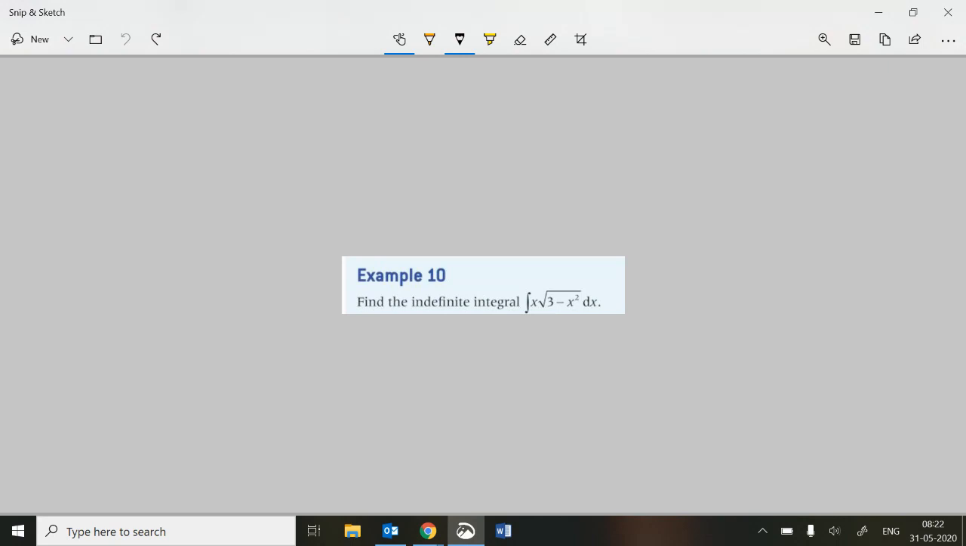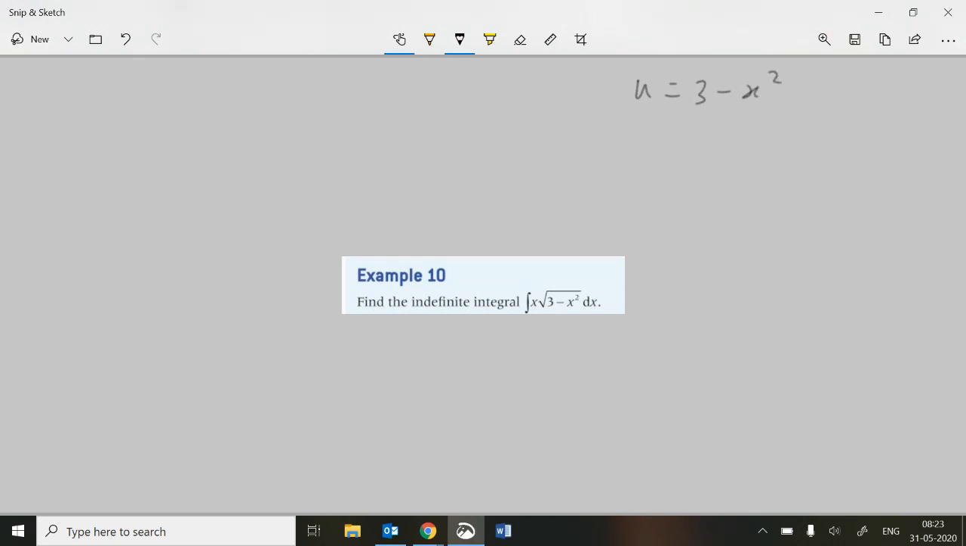You can see that we've got a product of functions here, but in particular, we've got a function inside a function. We've got 3 minus x squared, to the power of a half. So what we're going to do is say u is equal to this function inside a function. So we're going to say u is equal to 3 minus x squared.